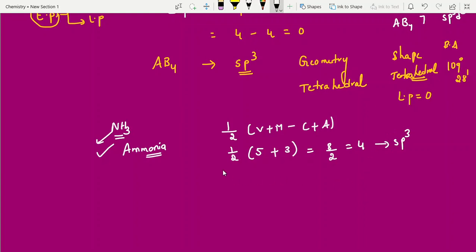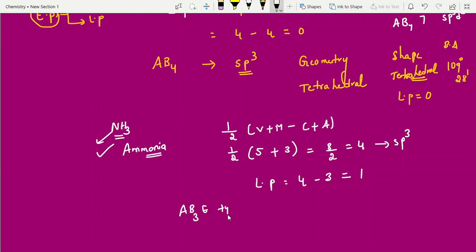sp3 hybridization, now lone pairs. Without calculating lone pairs, you don't go for the answer. Lone pairs will decide the shape and bond angle. So 4 minus the number of bonded atoms, 3. So 1 lone pair. See students, 1 lone pair. I am writing AB3E type.